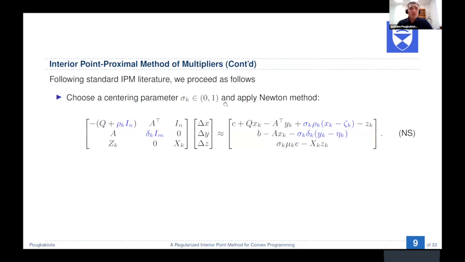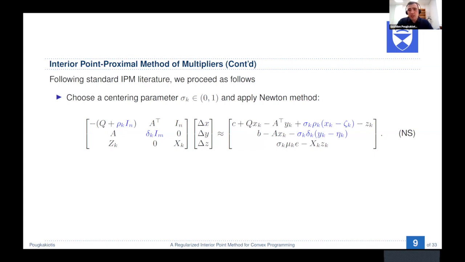Using the centering parameter, we apply a single step of damped Newton method, in fact, and we obtain this system of linear equations, which we have to solve at every iteration. On the left-hand side, we have the Jacobian, and you can observe that the regularization stabilizes the Jacobian and ensures that this matrix is always going to be invertible, irrespective of the rank of matrix A. On the other hand, the centering parameter sigma predicts the decrease of the barrier parameter, but also the decrease of the primal dual regularization parameters as well. And that's going to be extremely important, and I will explain why in a moment.